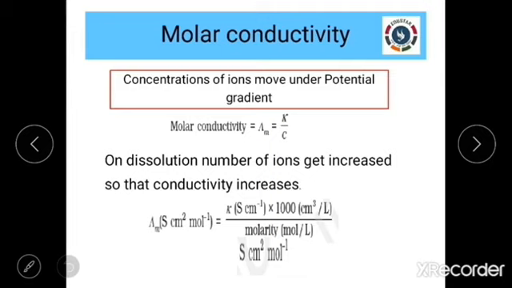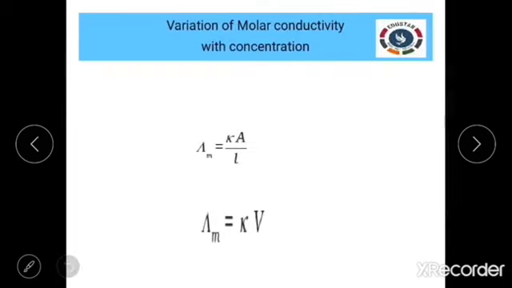The molar conductivity formula is lambda m is equal to kappa divided by C. The C is nothing but the concentration expressed in molarity. So the formula is kappa into 1000 divided by molarity. The unit will be Siemens centimeter square per mole. Now we have to see how the molar conductivity varies with respect to concentration.